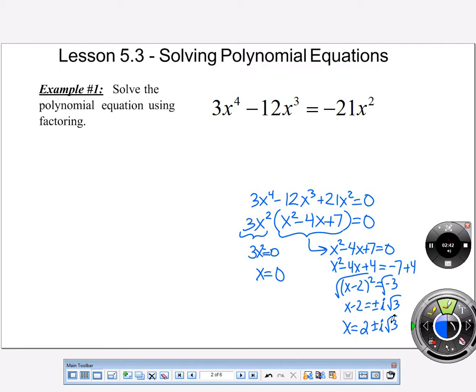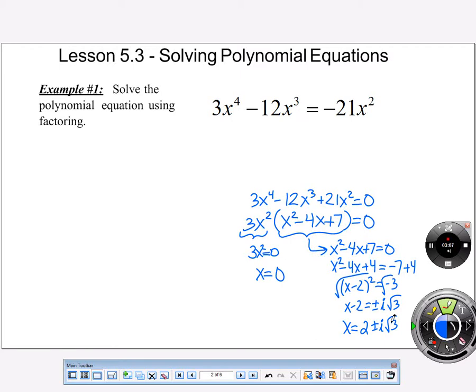Now, if they only asked me for the real solutions, I wouldn't need to find this. But all the directions here said is to solve. So if I'm unsure, I need to find all possible solutions. Okay? So how many solutions are there to this problem? So there's 3 unique solutions, but one of the solutions has a multiplicity of 2.